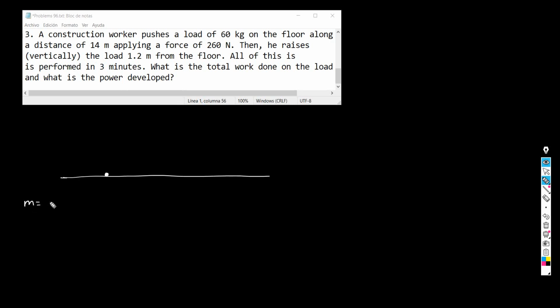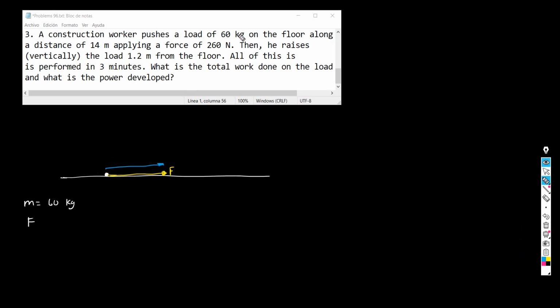We have the mass, so let's write that down. 60 kilograms. First, he's going to push this load over a distance of 14 meters along the floor. What that means is basically horizontally. So first he's going to push it in this direction with some force and over a certain displacement of 14 meters. So let's write that.